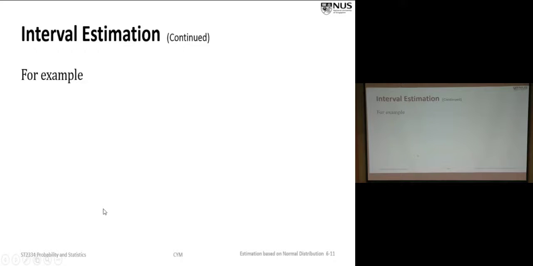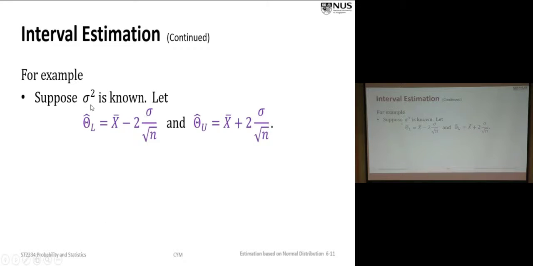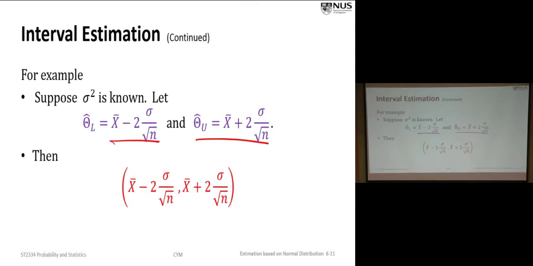All right. So here is an example. If sigma square is known, then this is the lower limit of my interval estimator. This is the upper limit. Then this is an interval estimator. This is a random variable. This is another random variable. And this random variable is less than this random variable.